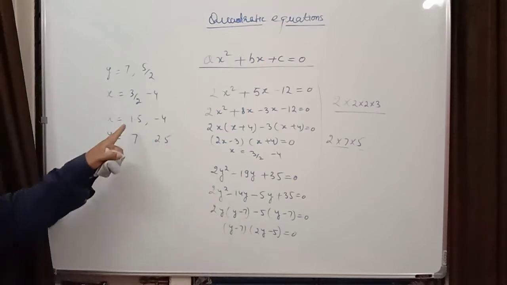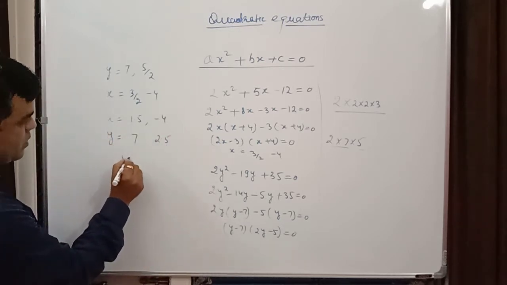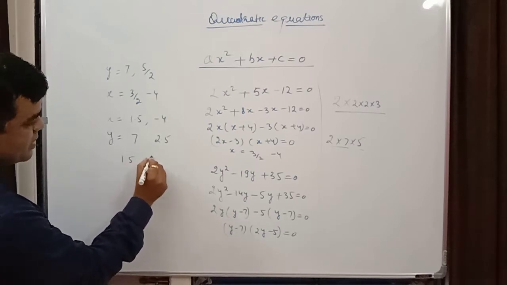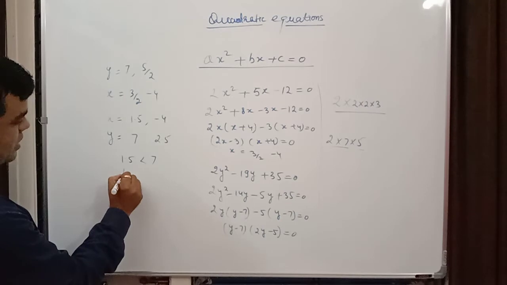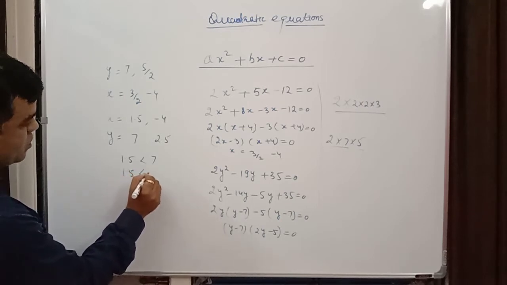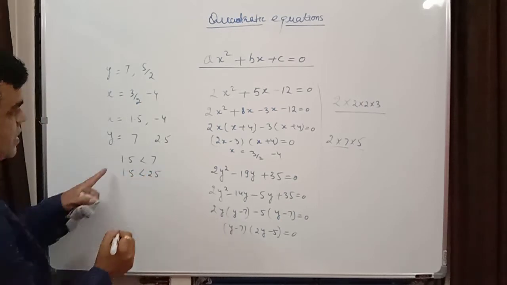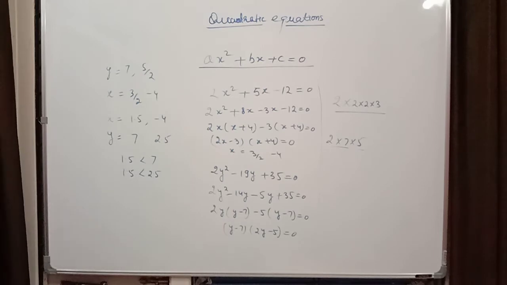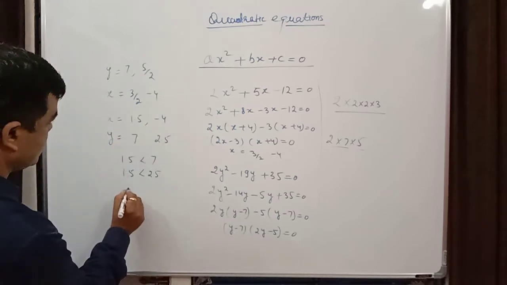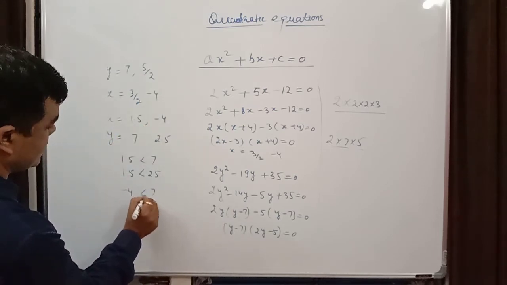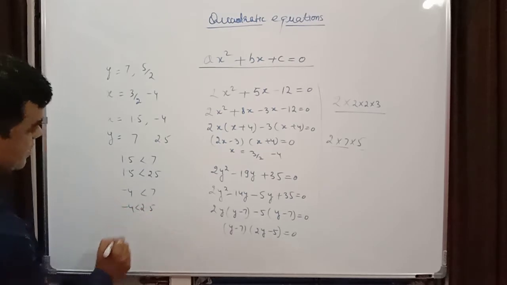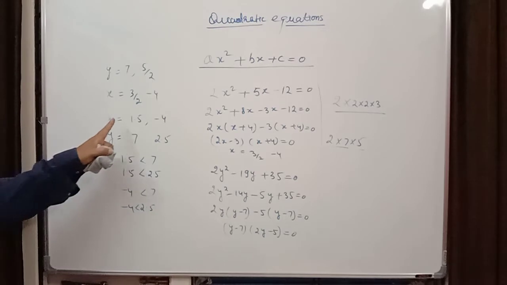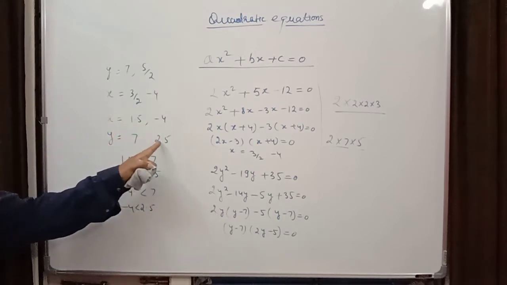Okay, so now compare. 1.5 will be compared with 7. It is less. Then again 1.5 will be compared to 2.5, and again it is less. Now minus 4 will be compared to 7. It is less. Minus 4 compared to 2.5. Again it is less. It means each root of x is less than y.